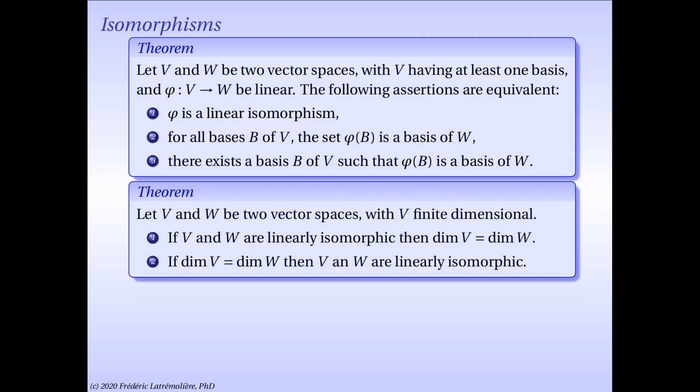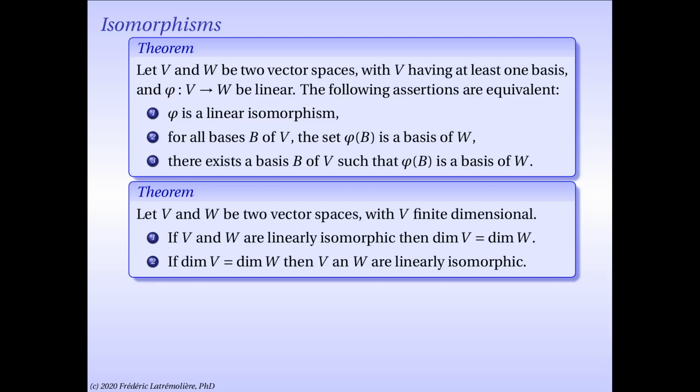So here is a corollary of this observation. Let V and W be two vector spaces, and let's say V is finite dimensional. So in particular, V admits a basis. Then I can apply my theorem, and what does it tell me? It tells me that if V and W are linearly isomorphic, there exists a linear isomorphism between V and W, then the dimension of V and the dimension of W are the same. In particular, I'm saying that W is also finite dimensional.